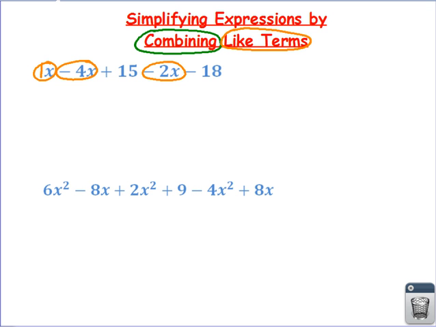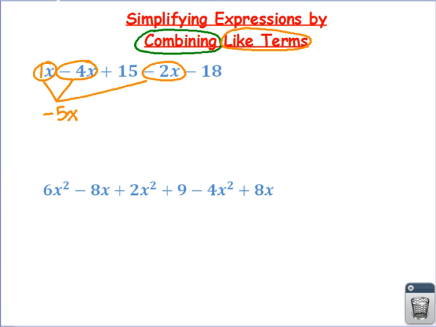Now remember, if there is no coefficient in front of the x, that means there's always a 1. So I'm going to add these together. 1 plus negative 4 is negative 3, and negative 3 plus negative 2 is negative 5. I'll keep the x, so that's going to give us negative 5x.